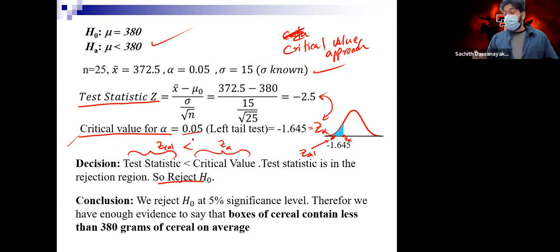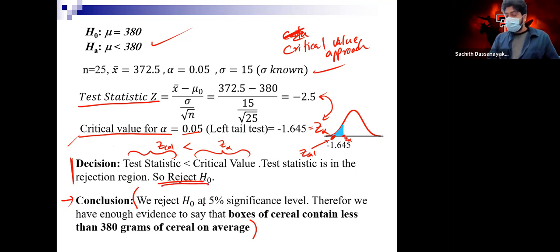Okay. Finally, this one doesn't matter. You don't have to write this. This is for you to understand. This is what you need to write at the end. I mean, you don't have to write the conclusion. Just write this at the end. You have to write your conclusion. Okay. So we reject H naught.